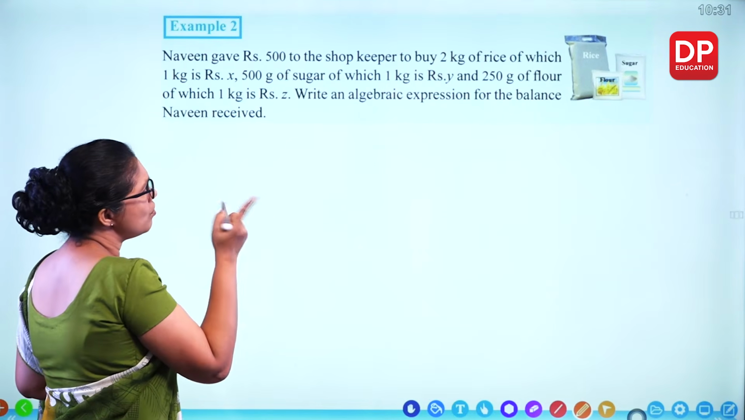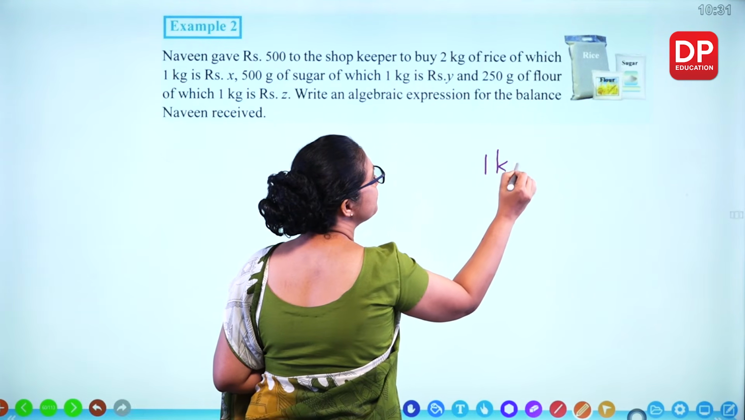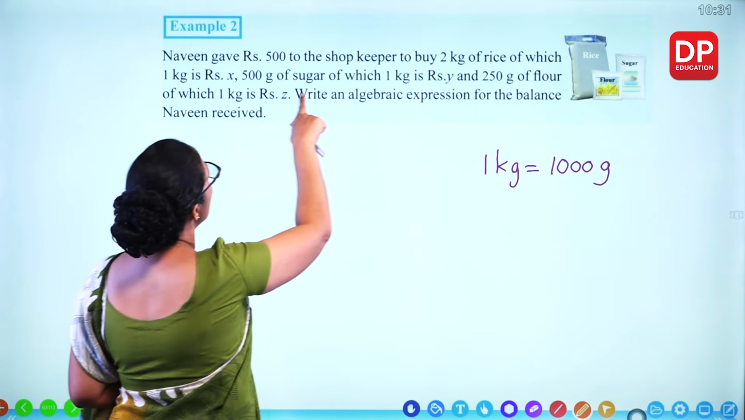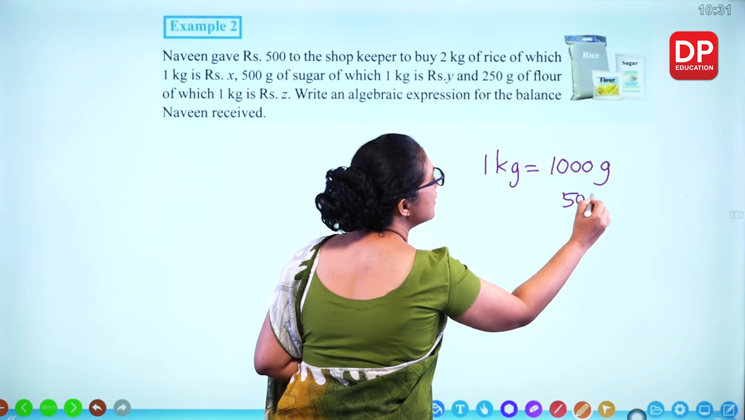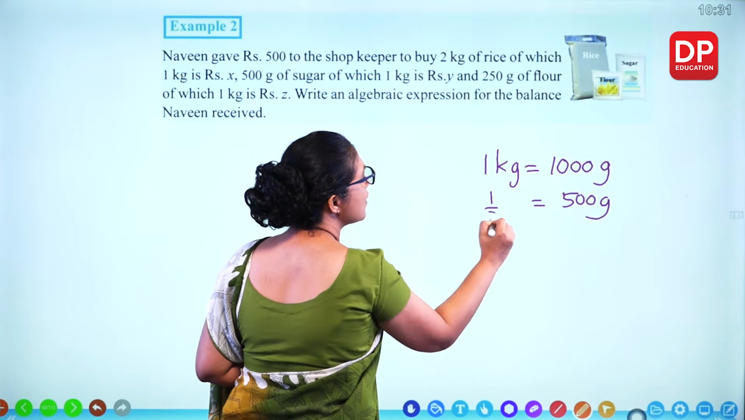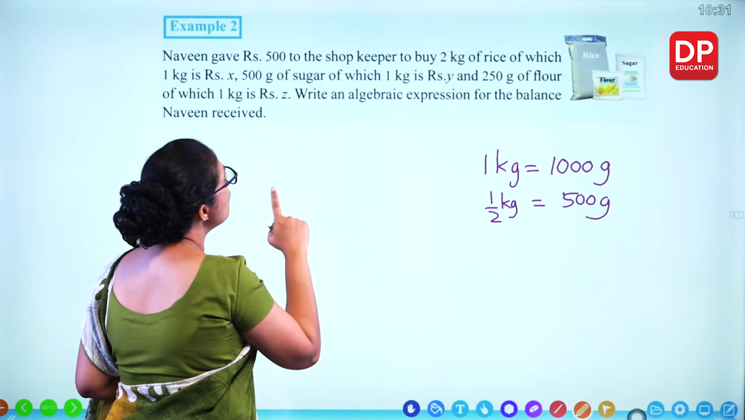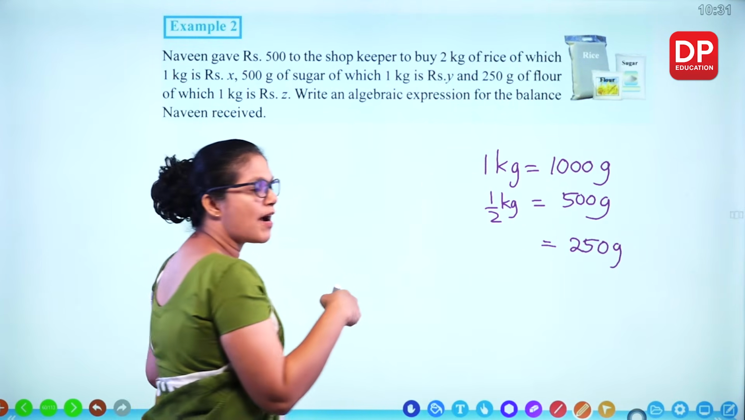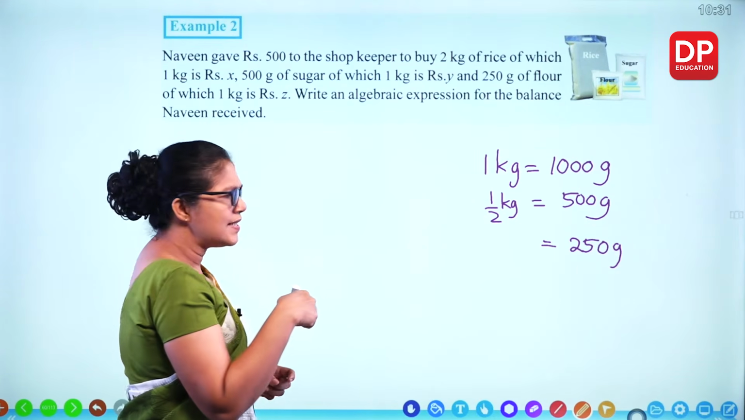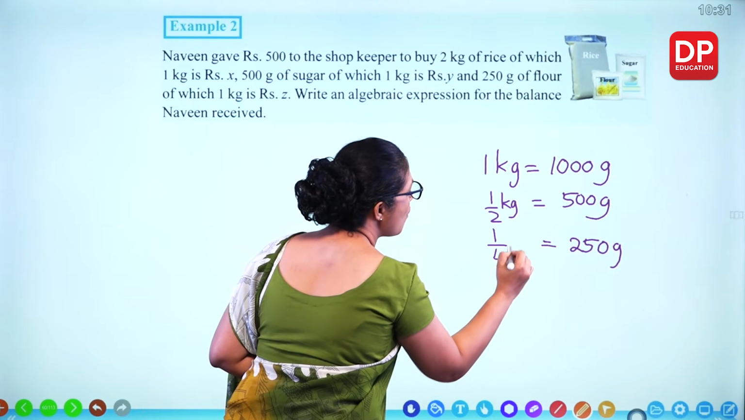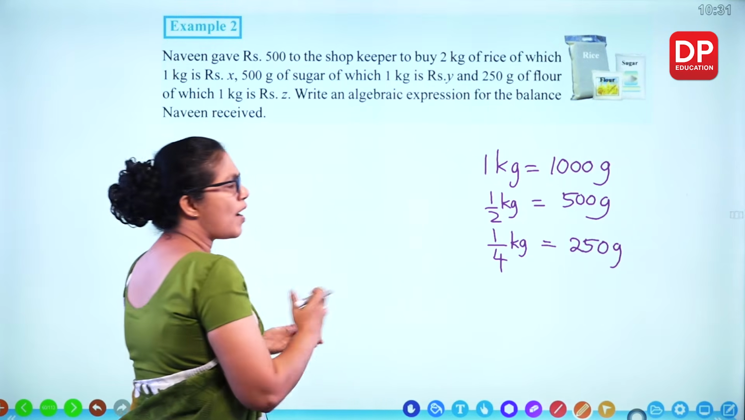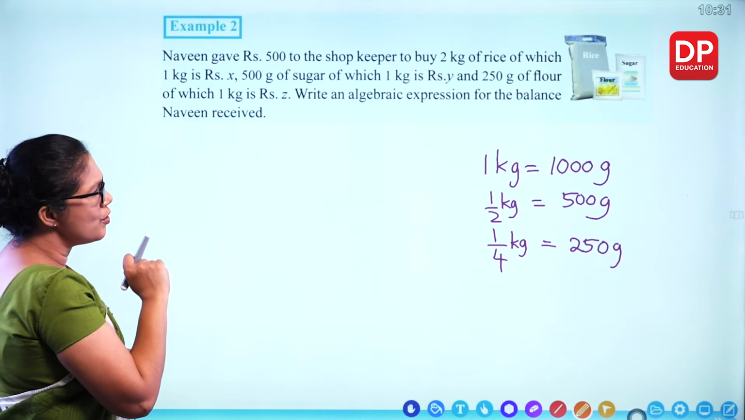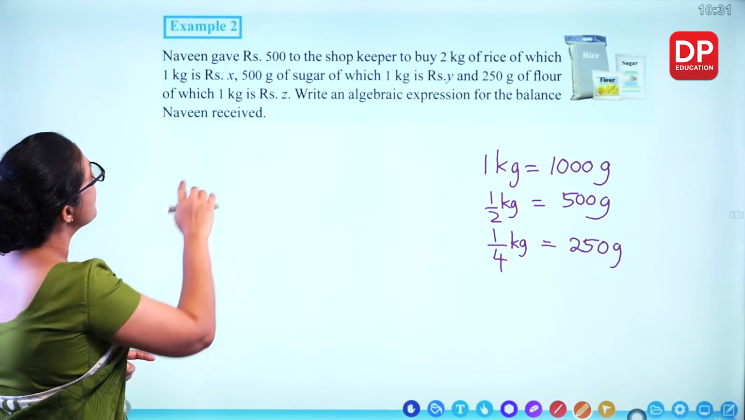Before we start, we need to have an idea about 1 kilo means 1000 grams. 500 means half of that, half of a kilo. What about 250 means? 250 means half of 500. Half of half means 1/4 of a kilo. When you divide 1 kilo into 4 parts, one part is 250 grams. So when you know that, it's easy to solve our problem.